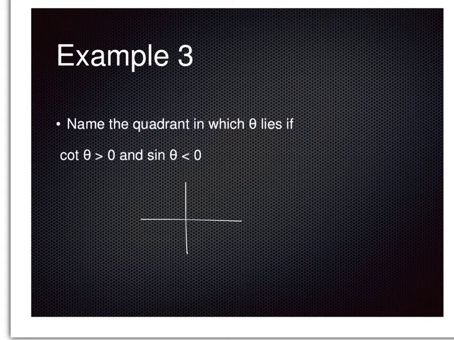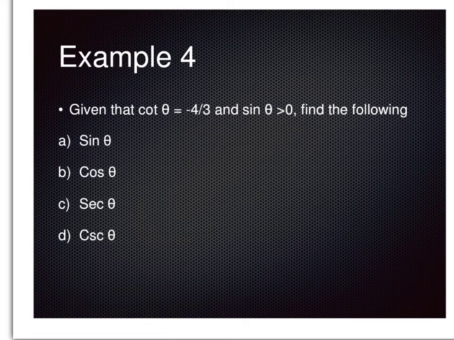Again, remember the concept of CAST, or all students take calculus. Cotangent is only going to be positive in these two quadrants, and sine is going to be negative in these two quadrants. Okay? So our answer here is quadrant 3.